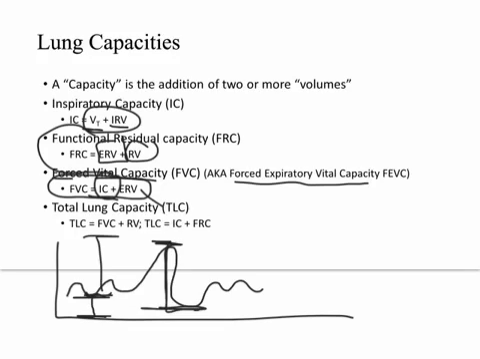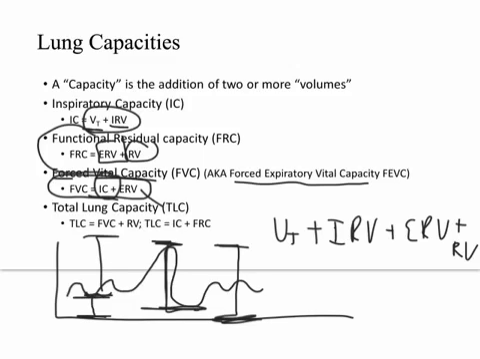And then total lung capacity would include all of this forced vital capacity plus the residual volume. Or you could say that it is the inspiratory capacity plus the functional residual capacity. Or you also could say that the total lung capacity is the tidal volume plus the inspiratory reserve volume plus the expiratory reserve volume plus the residual volume. In other words, it's a sum of all of the lung volumes.